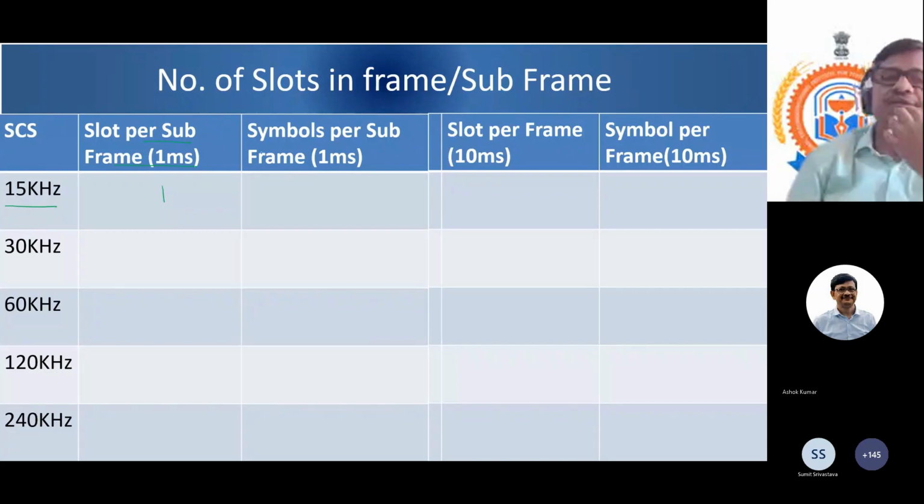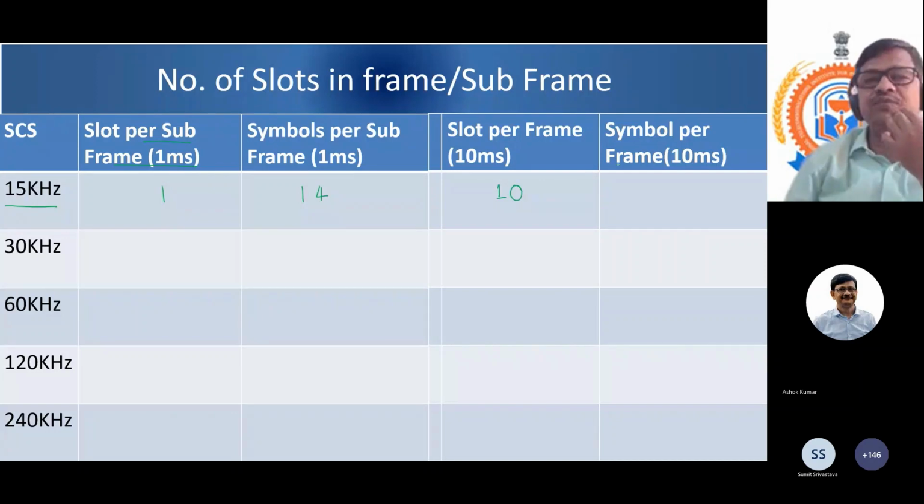Perfect. Now, how many symbols per subframe? Because you have only one slot in a subframe, how many symbols? 14. Right answer. And how many slots per frame? In one subframe, you have one slot. So with a 10 millisecond frame, how many slots would be possible? 10. Very right, 10 slots.